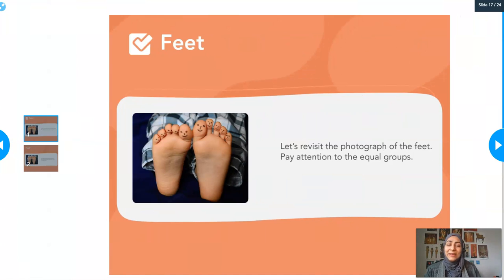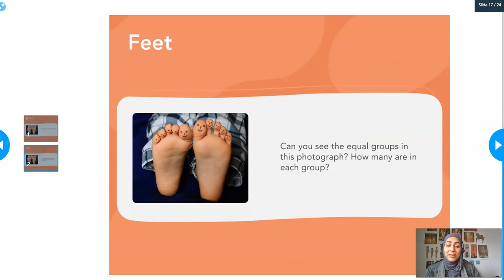Remember this picture? Let's look at the picture again. Now pay attention to the equal groups. I want you to look again. Do you see equal groups? If you can see the equal groups, how many equal groups can you see here? Think about it.